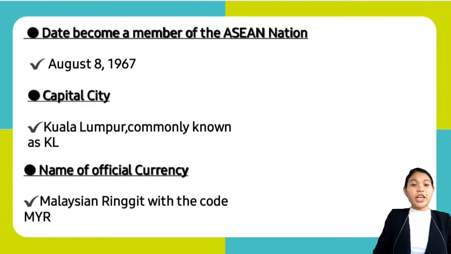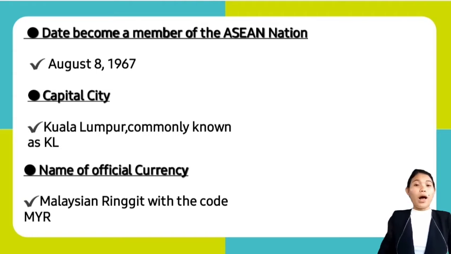Now, let's proceed to the Asian country that we've chosen, and that is Malaysia. Malaysia is one of the Asian countries, and it became a member of ASEAN on August 8, 1967 in Bangkok, together with the other four original member countries, which are Indonesia, Philippines, Singapore, and Thailand.